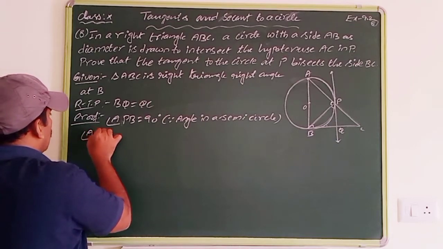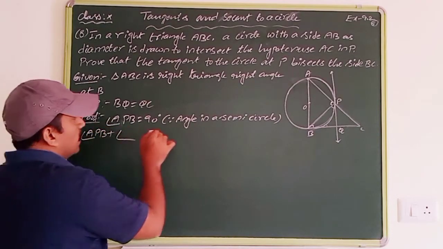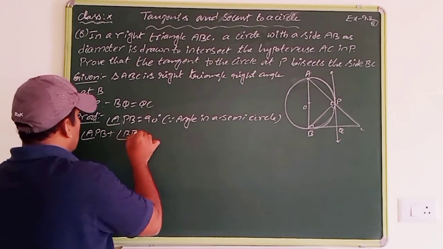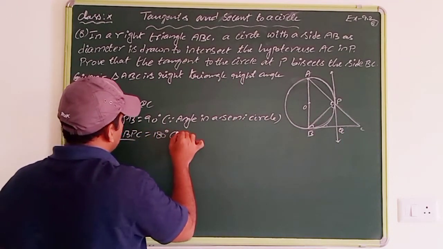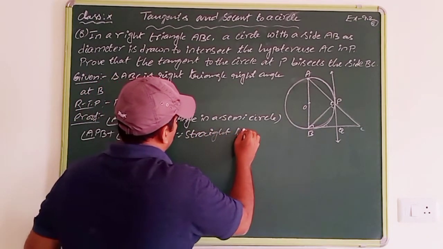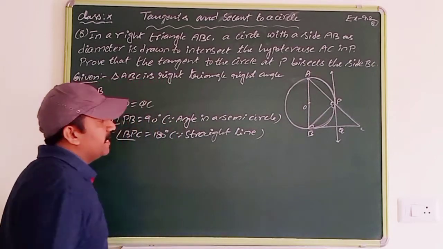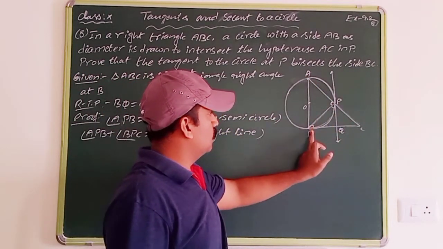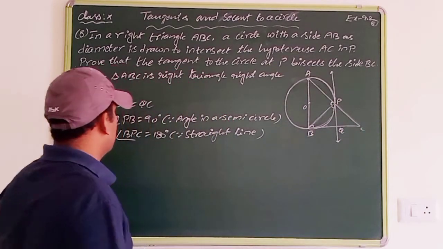Angle APB plus angle BPC equals 90 degrees, because they are on a straight line. It's a straight line, okay? Or linear pair also we can call it. So it's a straight line, this is 90 degrees, so BPC also will get 90 degrees here, okay?